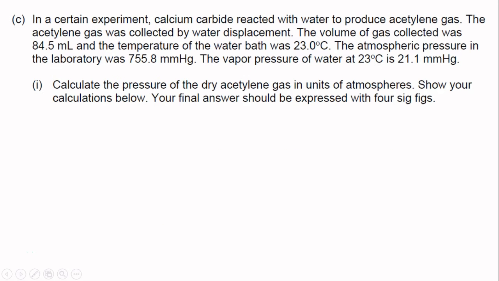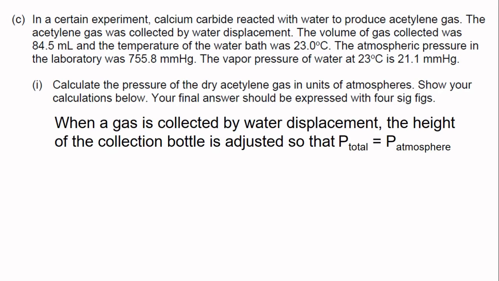The next part of this question gives us information about a chemical reaction, that calcium carbide reacted with water to produce acetylene gas. The acetylene gas was collected by water displacement. The volume of gas collected was 84.5 milliliters, and the temperature of the water bath was 23.0 degrees Celsius. The atmospheric pressure in the laboratory was 755.8, and you can say millimeters of mercury or torr. The vapor pressure of water at 23 degrees Celsius is 21.1 millimeters of mercury or torr.